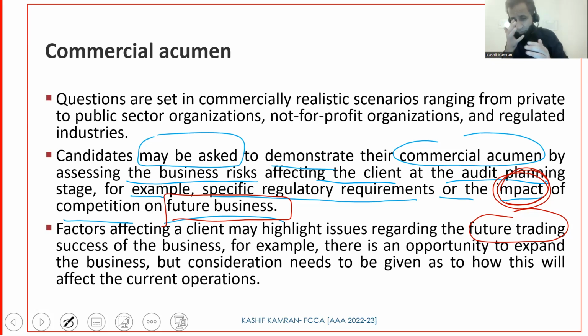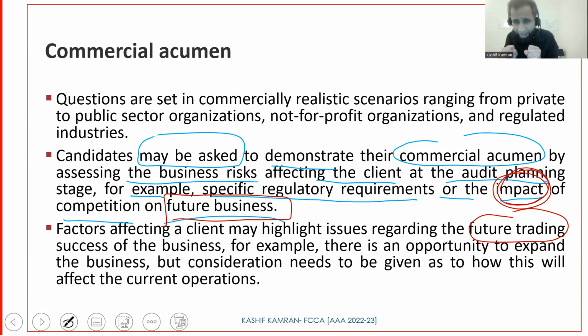So to cut the story short, before I take the last perspective: in commercial acumen, your know-how is important, how much you know the client. Again, the case study will help you develop the know-how, because in the AAA paper, your know-how is developed by reading the case. When you're reading the case, you develop the know-how about the client, its business, its operation, its problems, its issues. So your know-how is just confined to the case study, like the 1,000 words or 500 words given by the examiner.